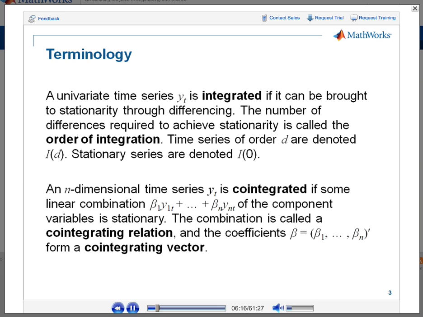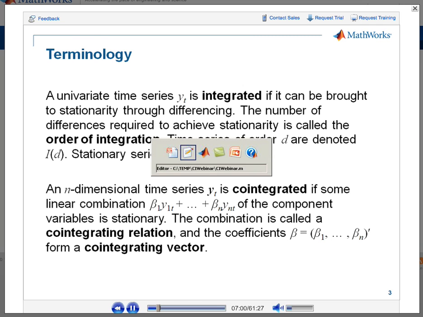Typically, for purposes of this demo, we'll be interested in I of 1 variables that, when you form the linear combination, give you an I of 0 variable. And we're going to think of this linear combination as a new variable. So we start with the levels data, and instead of the usual strategy of differencing the data to form a new variable that's easier to model, we're going to think about forming this linear combination to get a stationary variable that's easier to model. And this combination of variables that forms a stationary process we're going to call a co-integrating relation, and the vector of coefficients that gives us this combination we're going to call the co-integrating vector.